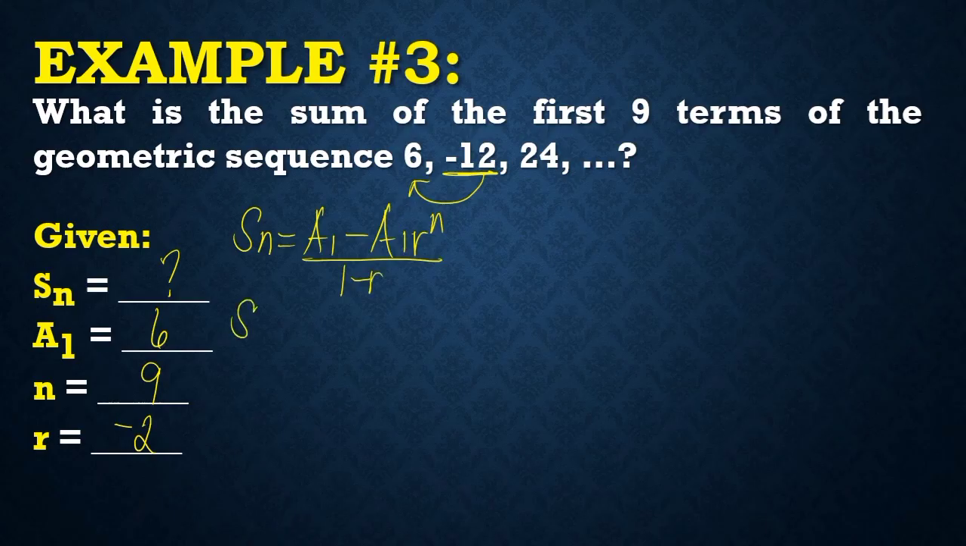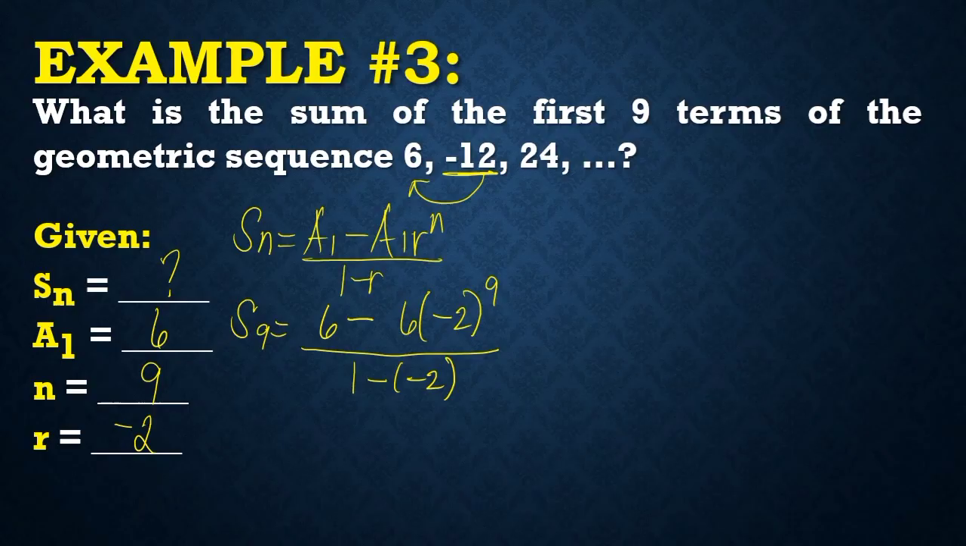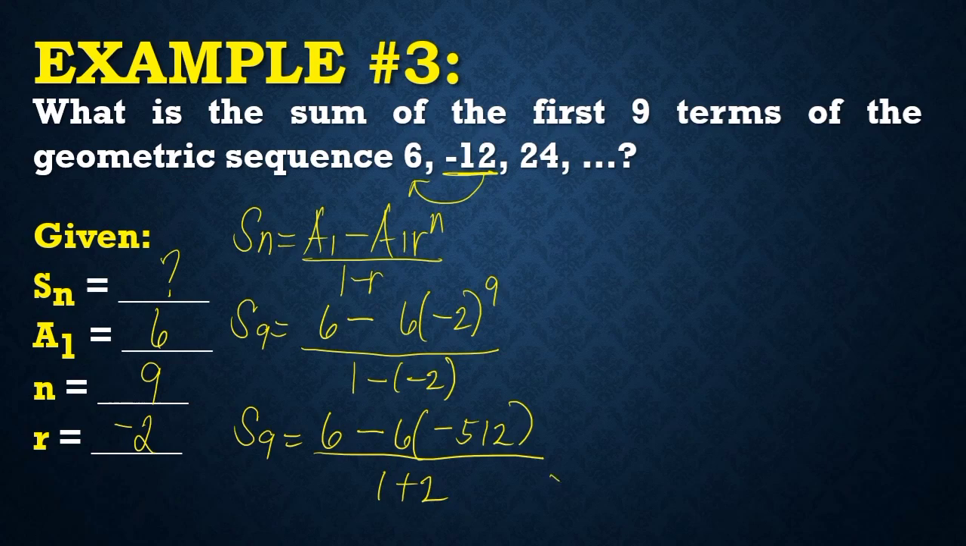That is S sub 9 equals A sub 1, the first term, that is 6, minus the product of first term and then the common ratio raised to n, so that is negative 2 raised to 9, all over 1 minus negative 2. So S sub n is equal to 6 minus 6 times, so yung negative 2 raised natin sa 9, ang makukuha nating sagot doon is negative 512. All over 1 minus negative 2 magiging 1 plus 2. Okay, kasi change natin yung subtrahend and then we proceed to addition.